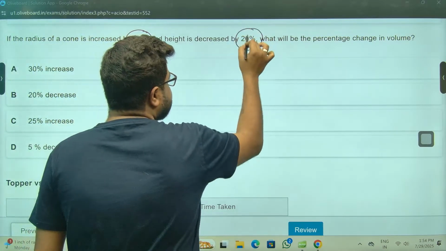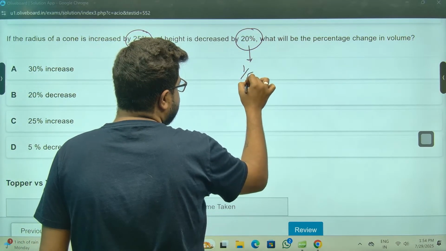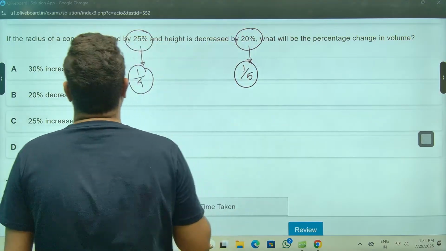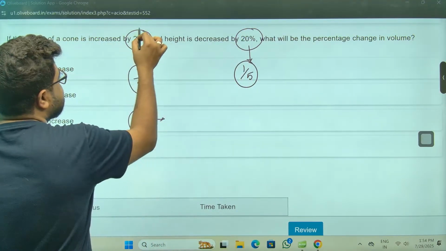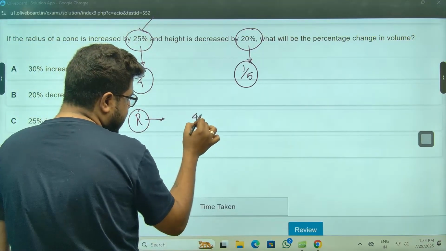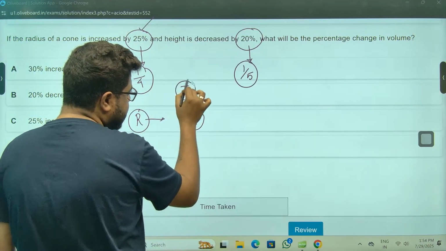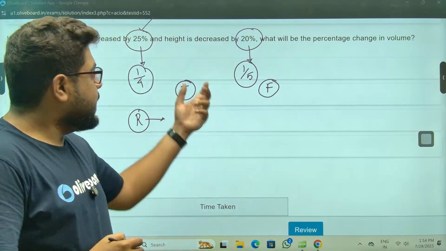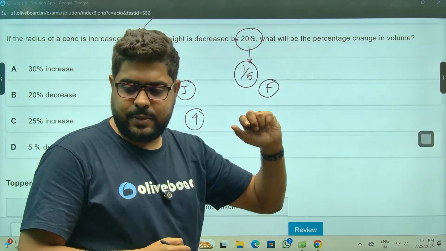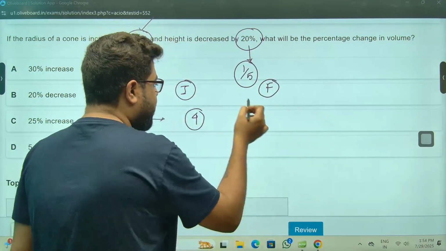And 20% means 1/5. Whether it's increment or decrement, we'll see later, sir. Radius: what happened to the radius, sir? It increased by this. Meaning if the initial radius was 4, it has increased by 1. So it has now become how much? 4 plus 1, 5, sir.